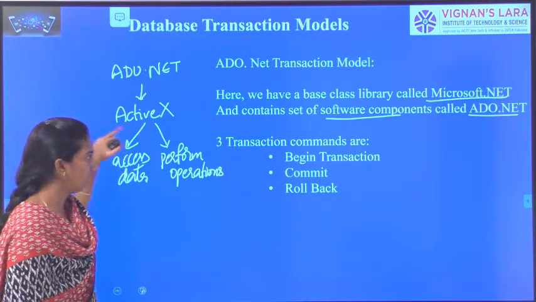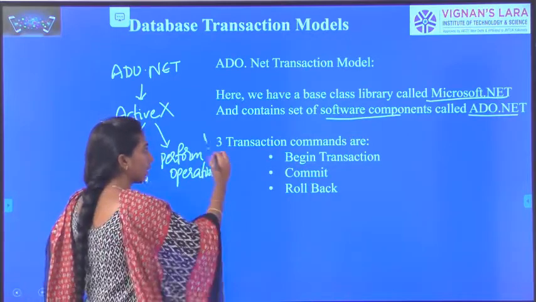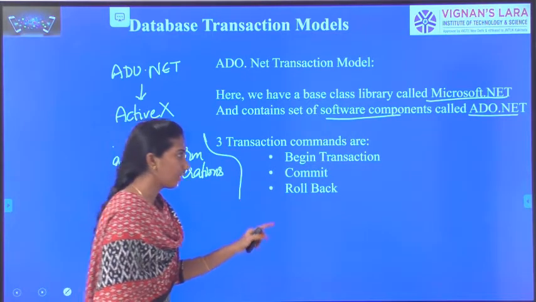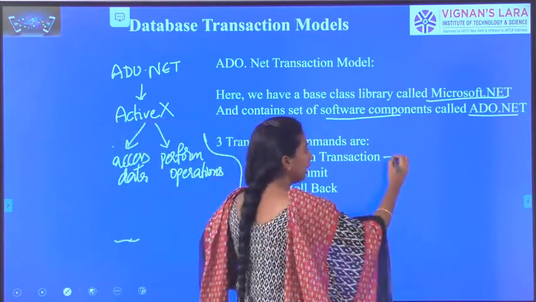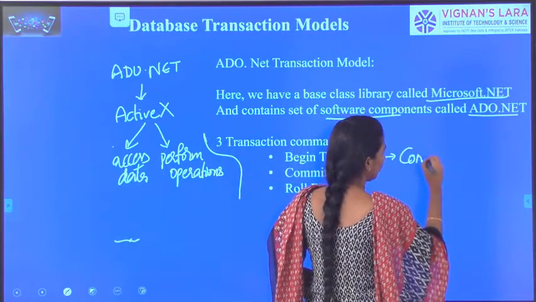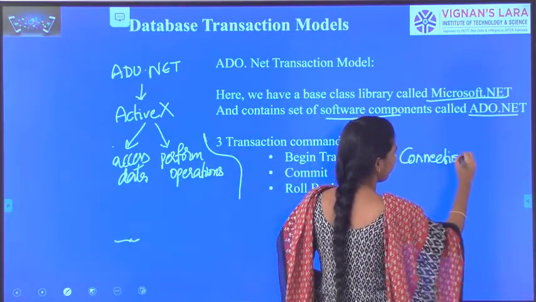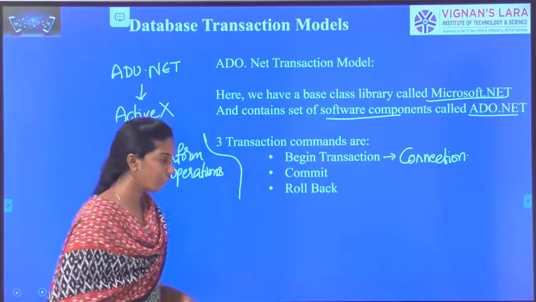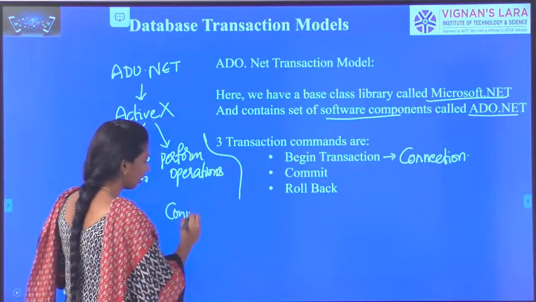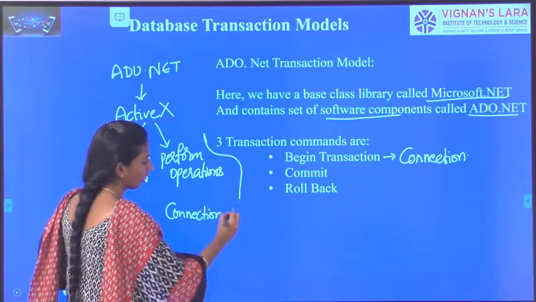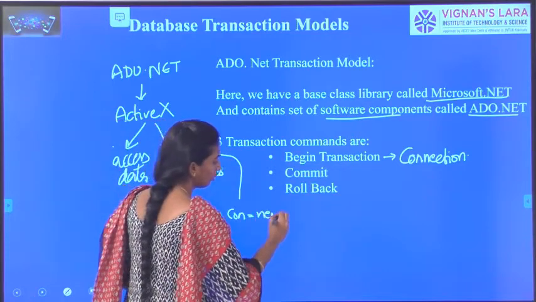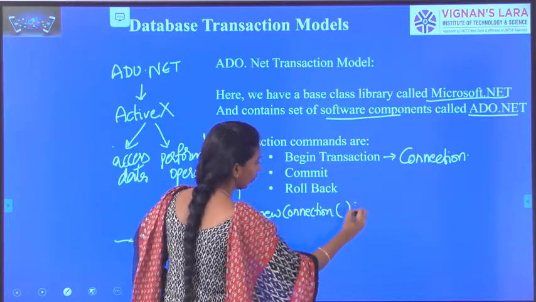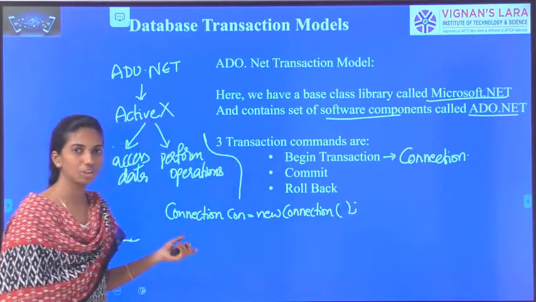Okay, so it is going to contain three commands. One is begin transaction, commit and rollback. Begin transaction means, in order to begin a transaction, initially we need to have a connection object. If you go for the JDBC ODBC driver, initially what you need to do is create an object for the connection. So connection con equal to new connection of. What does this statement specify? You are going to open a new connection to the database.